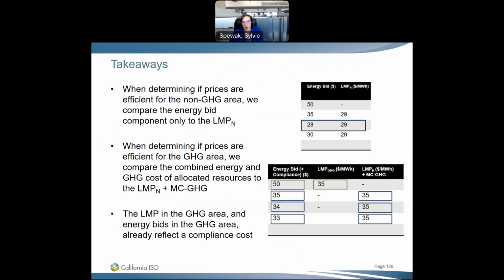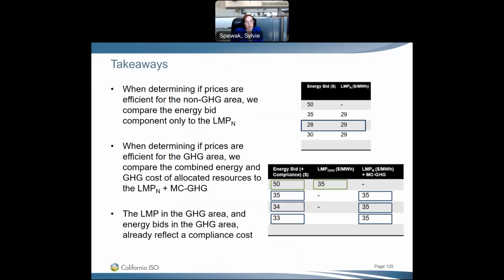Finally, some takeaways. So we've gone through all of these examples, and I encourage you to poke back through and see if there's other ways that make sense to you, but these are the real takeaways that I wanted to highlight. When determining if prices are efficient in the non-GHG area, the only thing we care about is what the energy bid and the LMPN are. So in this example on the screen, LMPN is $29 per megawatt hour. We compare that to the energy bid, 28, to figure out if that's efficient.